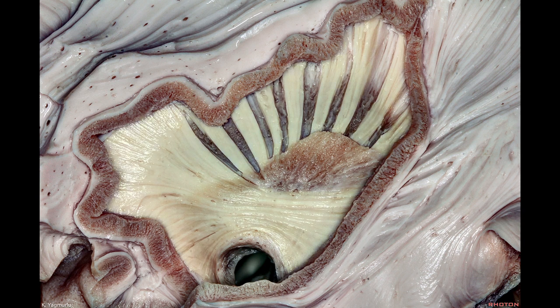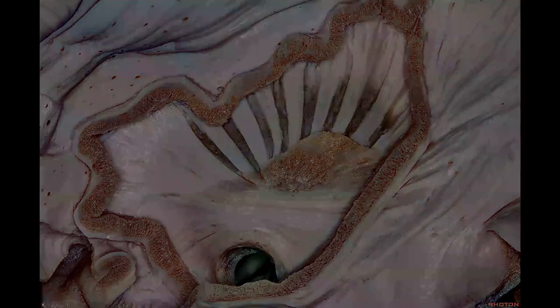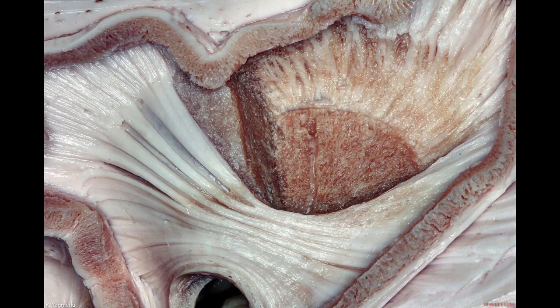Just medial to the external capsule is the putamen. The putamen is one of the basal ganglia structures. Its main function is to regulate movements and learning. Another basal ganglia structure is the globus pallidus, which is located just medial to the putamen.